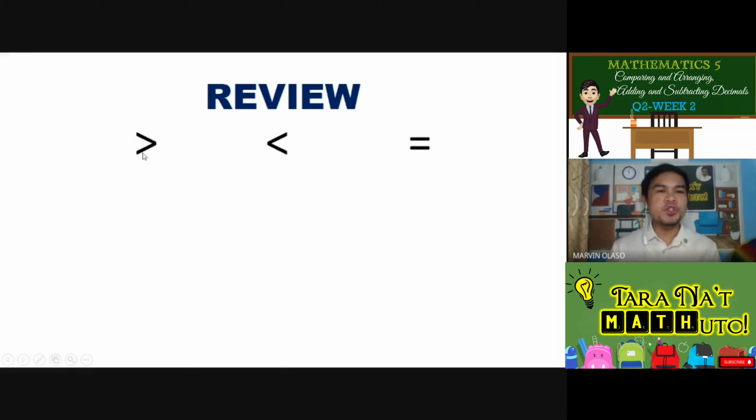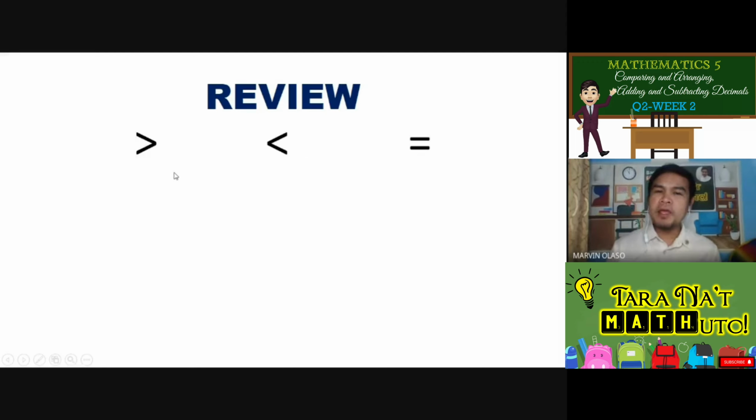This symbol is used when the first given number is greater or higher than the second given number. What about this one? Yes, this symbol is called the less than symbol. This symbol is used when the first number is less than or lower or smaller than the second number.